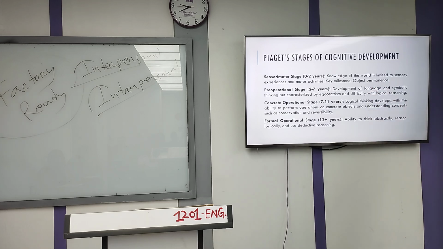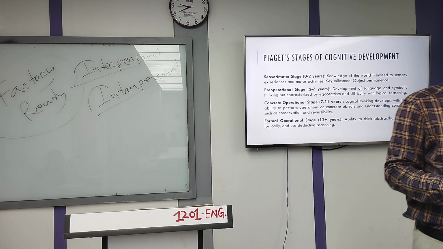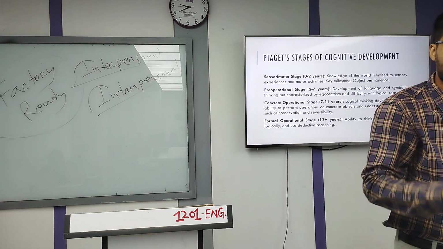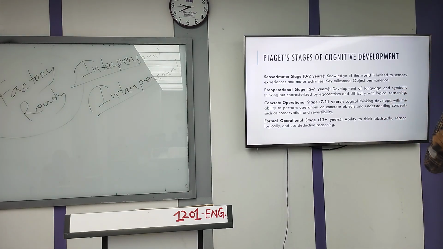Okay, the first stage is 0 to 2 years. The sensory motor stage, when the knowledge of the world is limited, very sensory. Sensory means only touch, tactile, just sensations. Okay, so limited to sensory experiences and motor activities. Motor activities means muscle memory. Hands, legs are thrown here and there. So motor activity means movement.